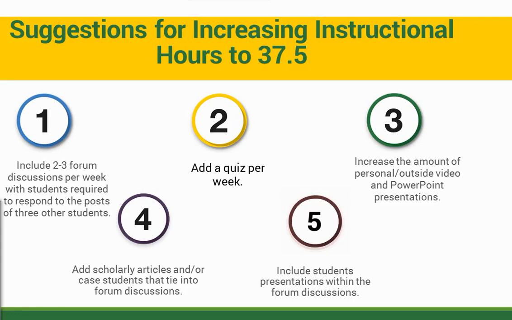The first one is include 2 to 3 forum discussions per week, with students required to respond to the posts of 3 other students. I know of very few online courses at Union Institute and University that can get to 37.5 without at least 2 forum discussions with 3 posts and 3 replies per week. Number 2, add a quiz per week. A 30-minute quiz times 8, like I mentioned earlier, is 4 hours of instructional contact.